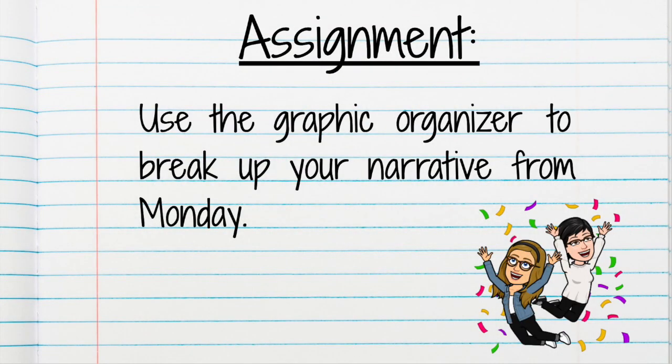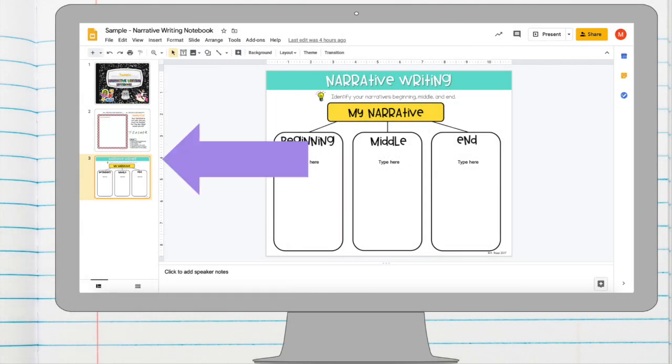So your assignment for today is to use the graphic organizer to break up your narrative from Monday. Your narrative and the graphic organizer are slides 2 and 3 in your narrative writing notebook, which is linked to this assignment.